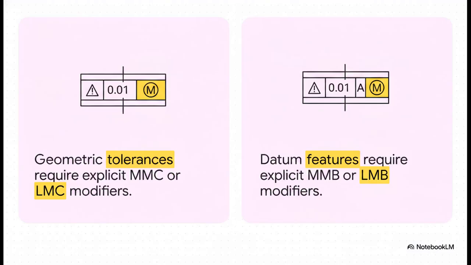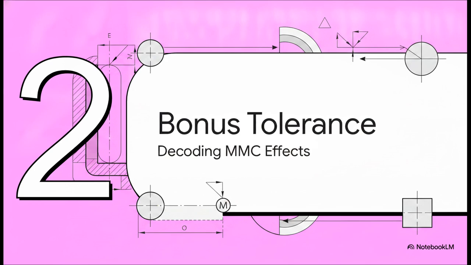So, the really crucial takeaway here is that if you want to override this standard default, you have to explicitly apply the MMC or LMC modifier to your geometric tolerance. And the exact same logic applies to datums. To override the default there, you must explicitly add the MMB or LMB modifier. Basically, if it's not actually drawn in the feature control frame, it just doesn't apply. Simple as that. Moving right along to Section 2, Decoding bonus tolerance.